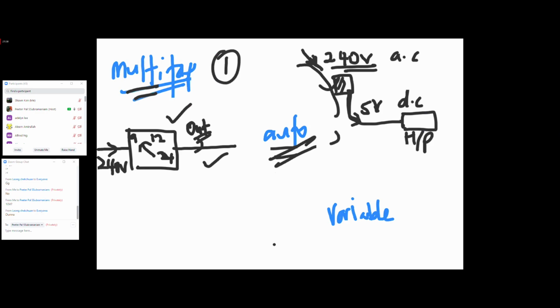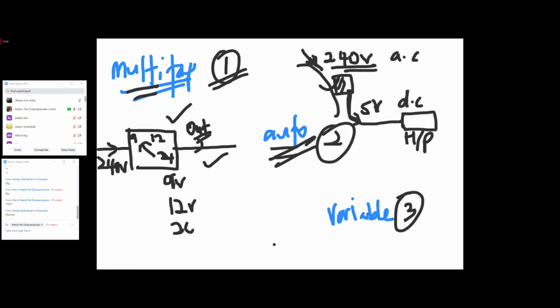How many transformers are there? Multi-tap, auto, and variable. What is multi-tap? There'll be a few outputs and you choose the output you need. Multi-tap input is always only one, but you choose which output voltage you need, with only 2 or 3 or 4 values maximum. Auto transformer, you don't do anything. Input and output are fixed. It's auto, that's why it's called auto transformer.